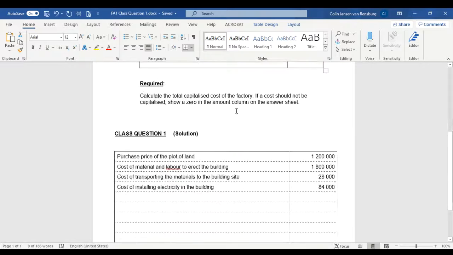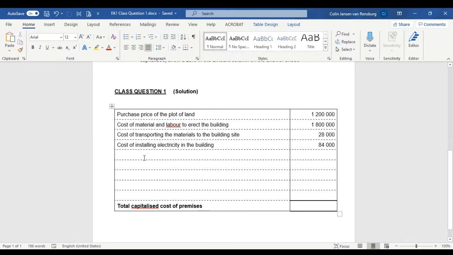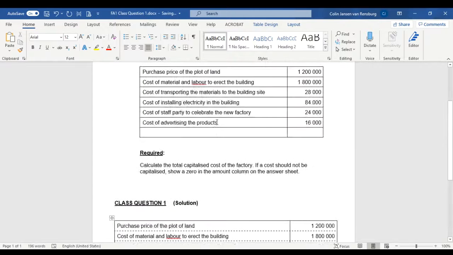It is not going to form part of the cost of the asset, but we must remember in the question they said that if it should not be capitalized, we should indicate that with a zero. That is probably because it's going to count for a mark. So let's go to the next one, the last one here. Here we've got cost of advertising the products, 16,000. Cost of advertising the products.